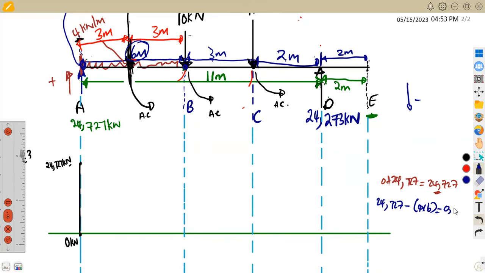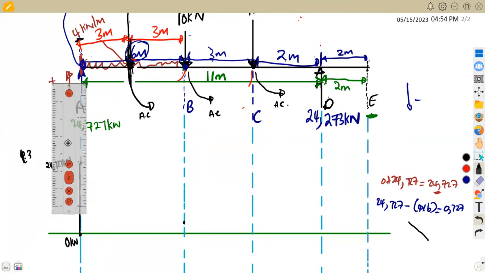0.727. That's 0.727. It's above the line, in the positive, so it's just above. So according to your scale, maybe approximately 0.27 is at this point. So you join, and this is going to give us a slanted line like this. A distributed load always gives us a slanted line like that.